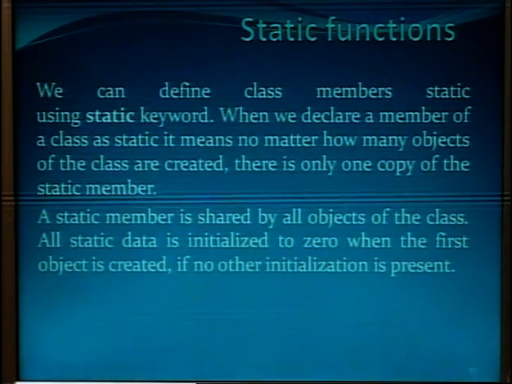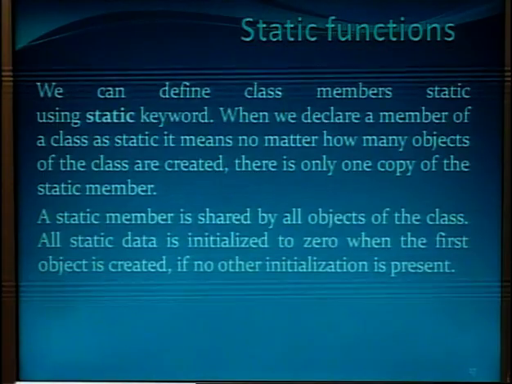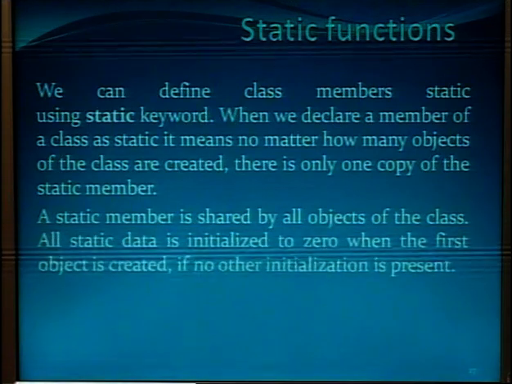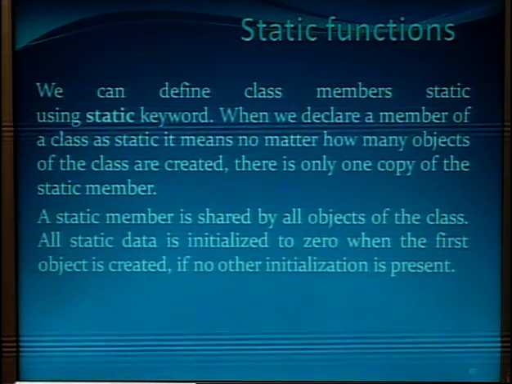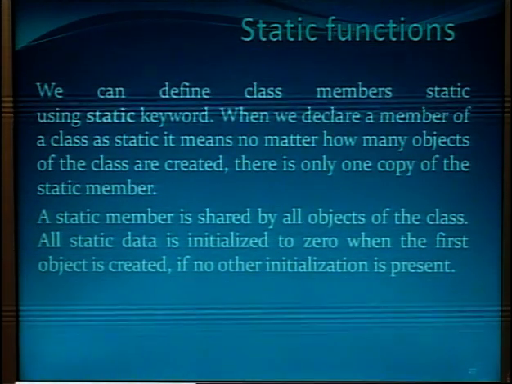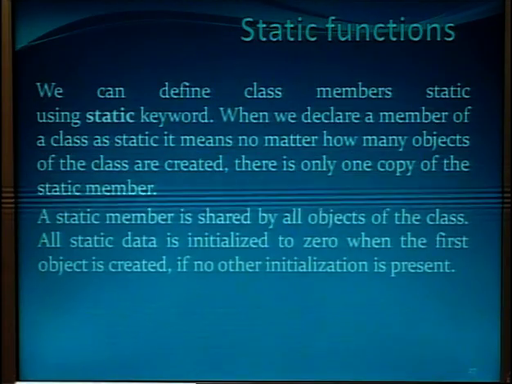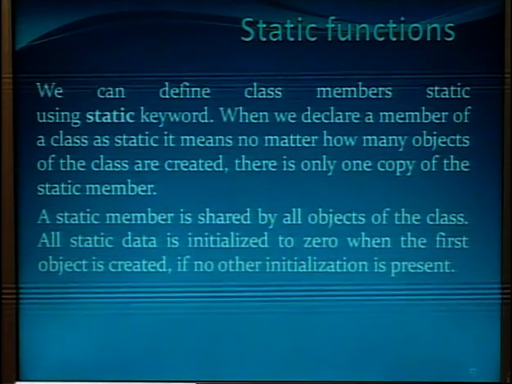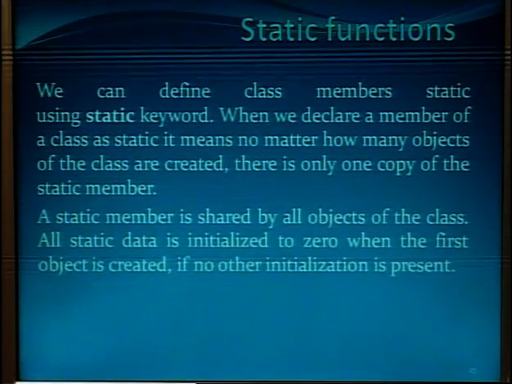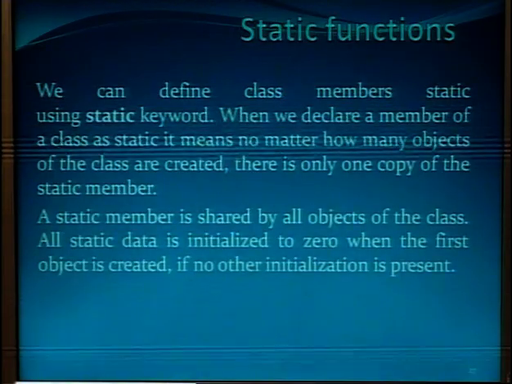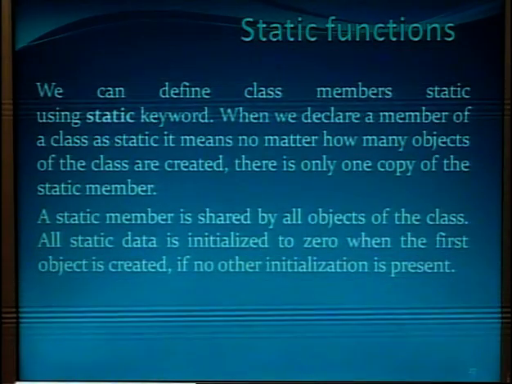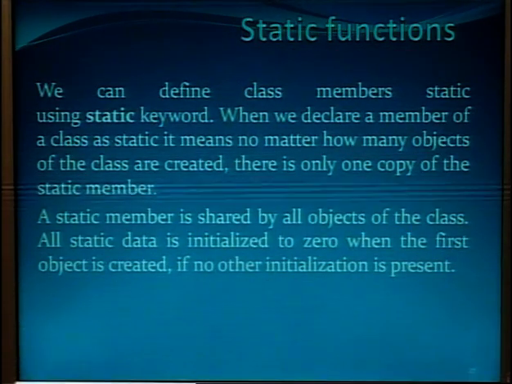Next one is the static function. We can define a class member as static using the static keyword. When I declare a member of a class as static, it means no matter how many objects of the class are created, there is only one copy of the static member. A static member is shared by all the objects of the class. All static data is initialized to 0 when the first object is created.